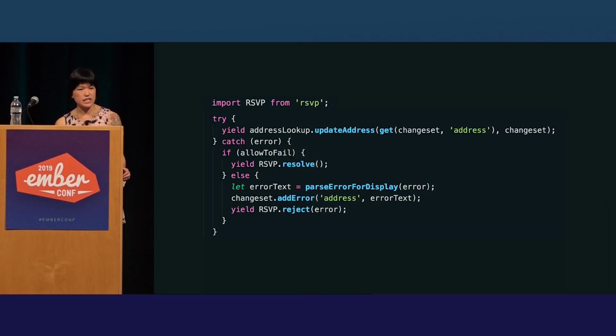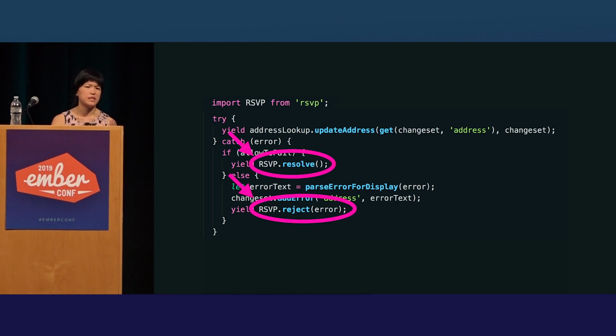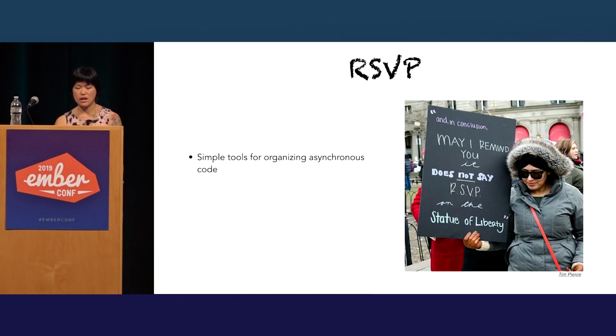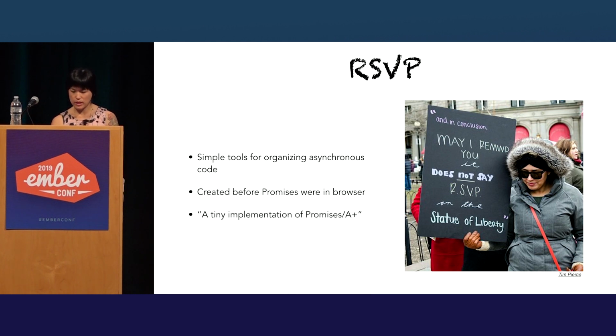R is for RSVP. So I saw this RSVP.resolve, and then also this RSVP.reject, and I was like, man, that looks a whole lot like promises to me. And then I read that RSVP are a bunch of simple tools for organizing asynchronous code, and I was like, why does Ember need its own promises library? And it's because it was created before promises were part of the browser. And they also say that it's a tiny implementation of Promises/A+. And so I looked that up, and it's an open standard for sound, interoperable JavaScript promises by implementers for implementers.